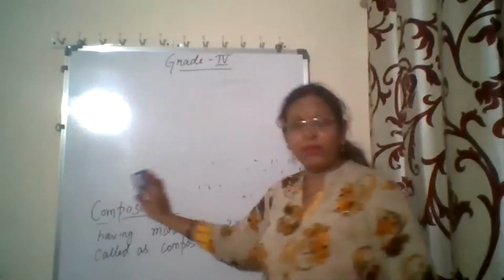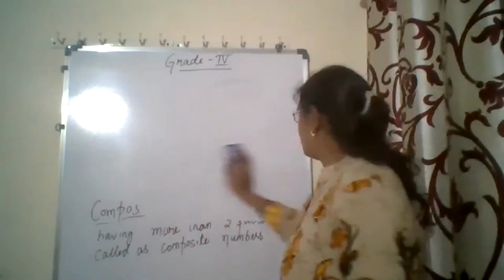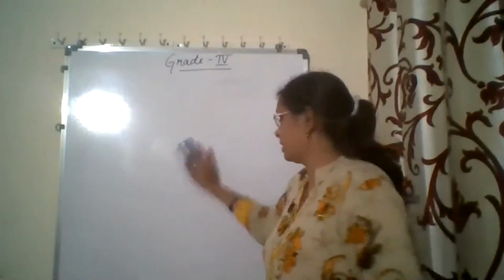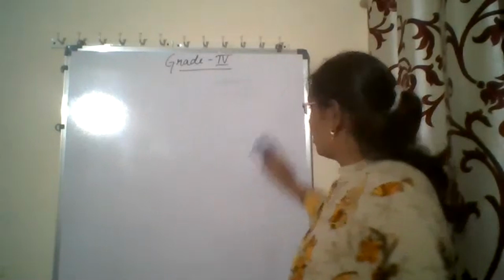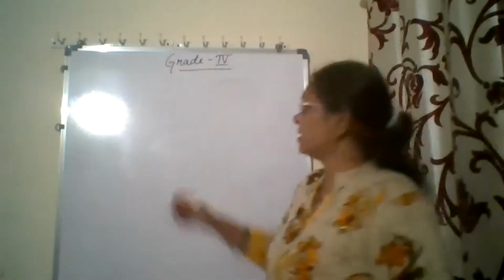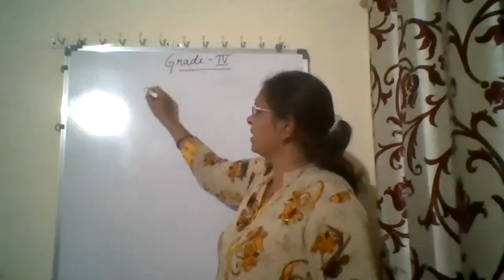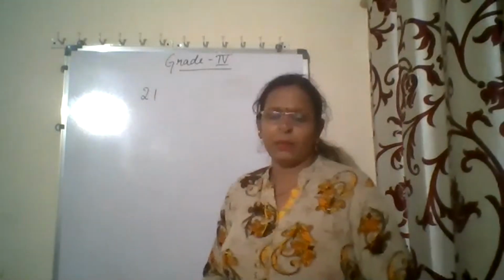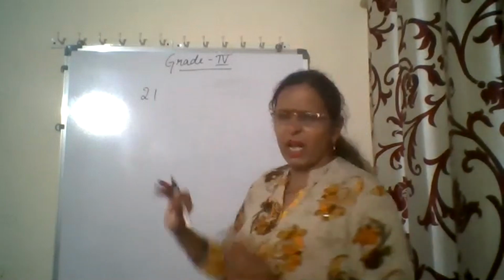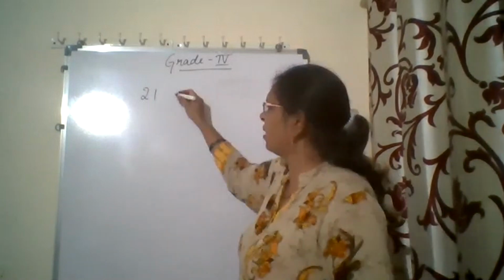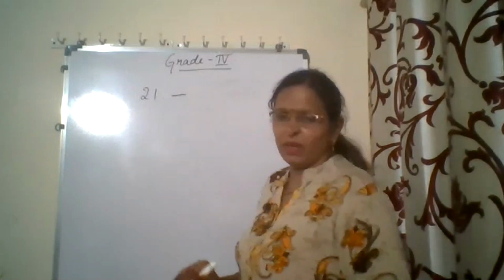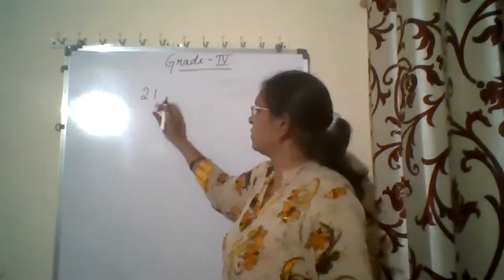Then I will tell you a very interesting trick to find out the number of prime and composite numbers between 1 to 100, right? Now see, for example, if I say identify whether 21 is a prime number or a composite number, you have to do nothing. Simply find out the factors of 21.